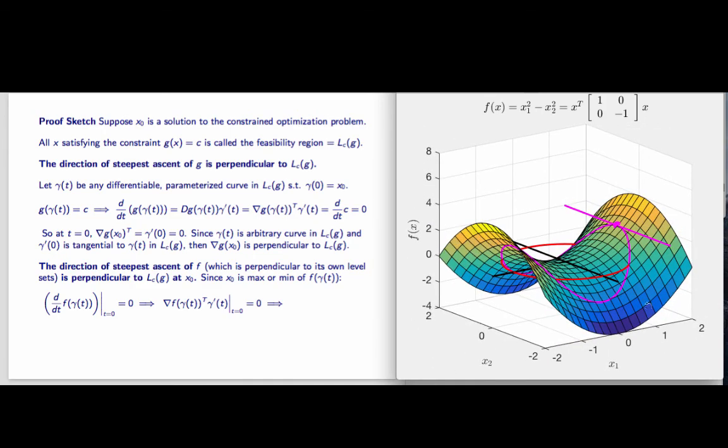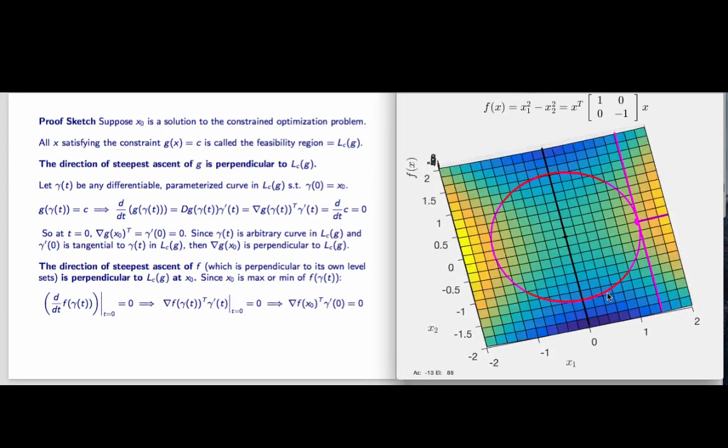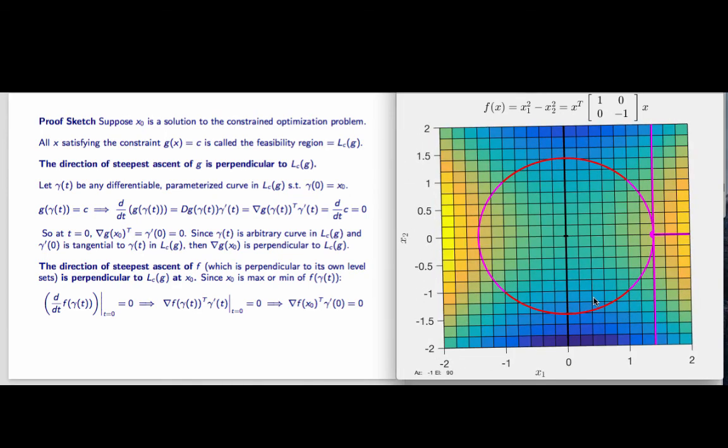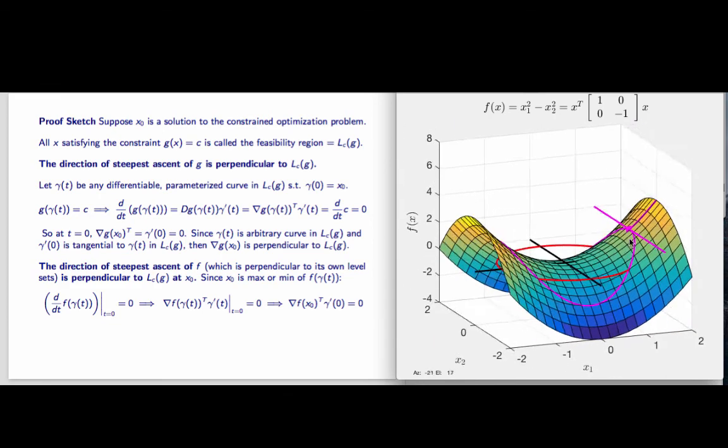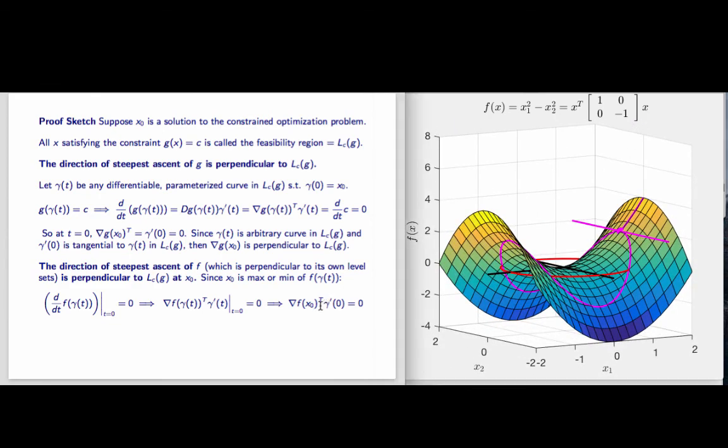And if you look here, here's this direction of steepest ascent for f, when I evaluate f along it. So, of course, they're perpendicular. Gamma prime of 0, this is the tangent to the curve here. The gradient of f at x naught, that's the direction of steepest ascent here. And we can see that, in fact, they are perpendicular, just as the calculus predicts.